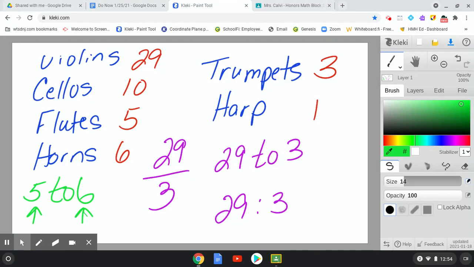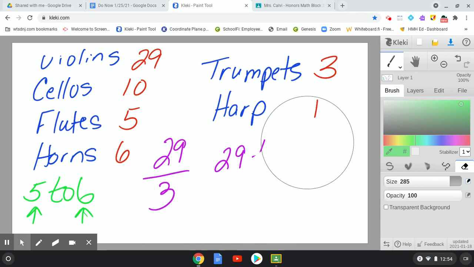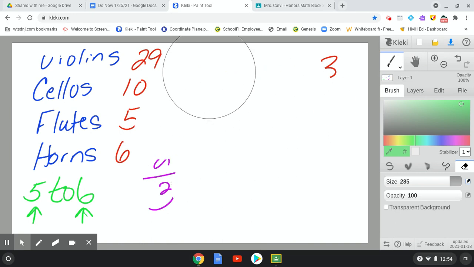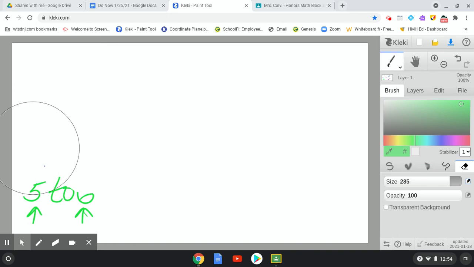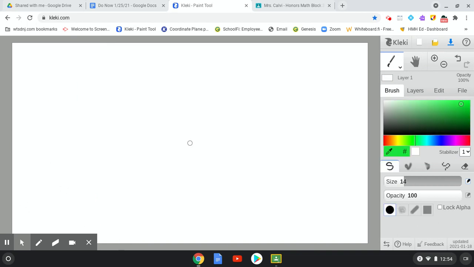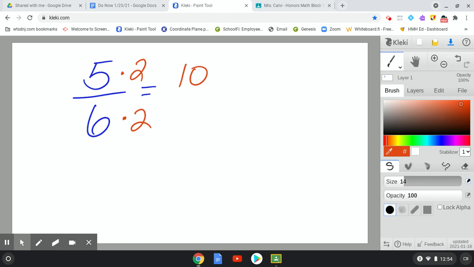And then if we wanted to write an equivalent ratio, you're thinking about equivalent fractions, which is pretty simple. So if I am using the flutes to horns example, 5/6, and I want an equivalent ratio to that, easiest thing to do is write it in fraction form. So for an equivalent ratio, don't forget equivalent fractions, you would multiply or divide the numerator and denominator by the same number. So I'm going to pick 2 for multiplication. 5 times 2 is 10. 6 times 2 is 12. So the ratio 5/6 and 10/12, those are equivalent.